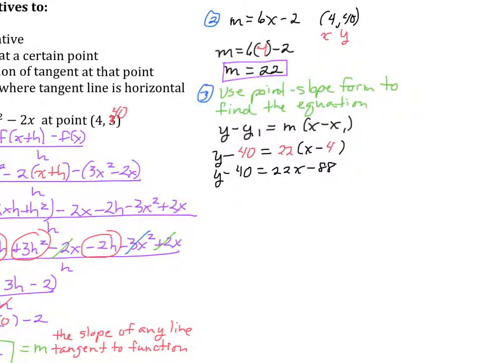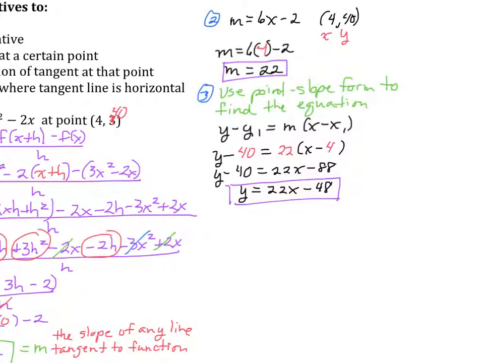Then add 40. Y is equal to 22x minus 48. So that's the equation of that tangent line to the point (4, 40), and as you can see, doesn't it have a slope of 22? Yep. And so the last thing that we're going to find is the point where the tangent line is horizontal.